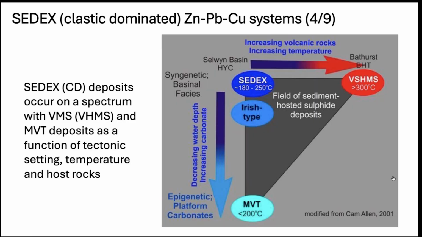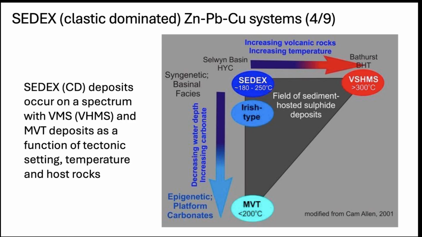Okay. So this is what I was talking about before. We have a continuum between SEDEX, MVT, and we can lump in VMS. On this plot, it's called VSHMS, volcanic sediment hosted massive sulfide, but that's our VMS deposits over here. So the Bathurst Camp, which is a large one in Canada, shut down recently. SEDEX deposits are characterized by moderate temperatures, sort of 180 to 250 degrees C. MVTs, which we'll come to, are slightly lower temperature, less than 200, and VMS typically 300 or more. Okay. And Irish type are kind of a hybrid between SEDEX and MVT.